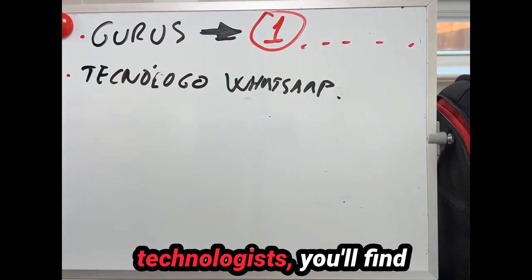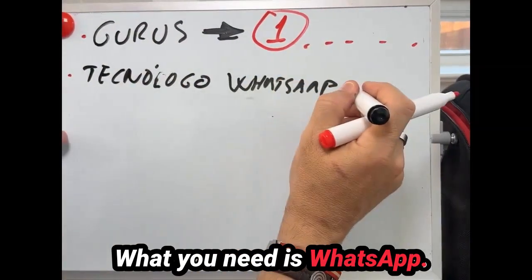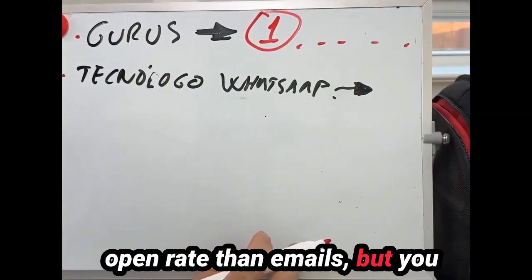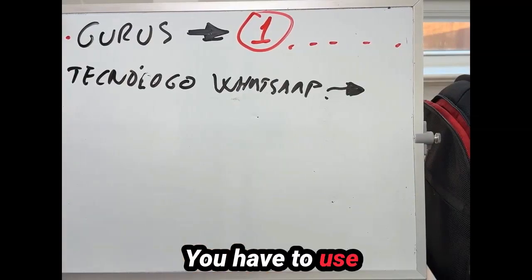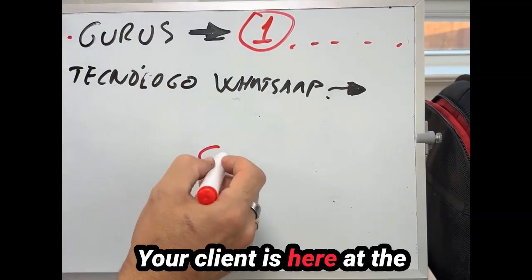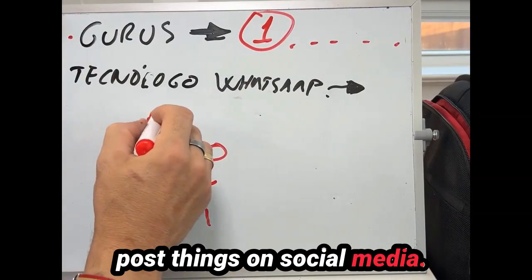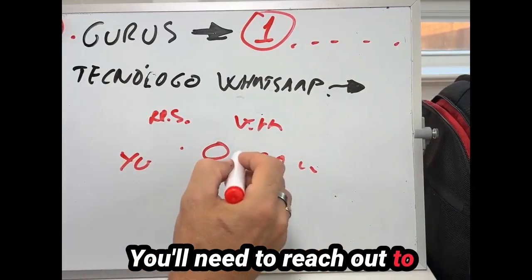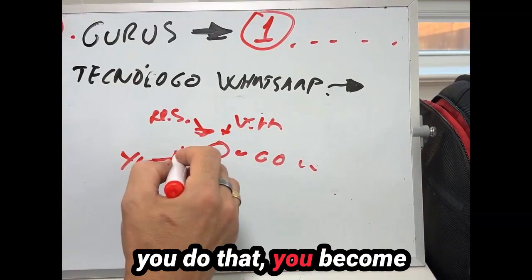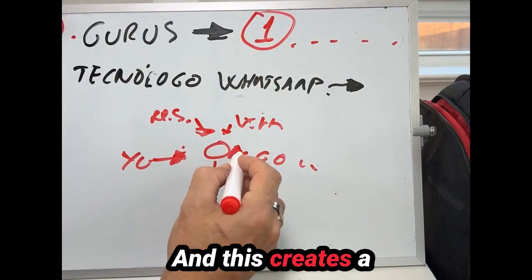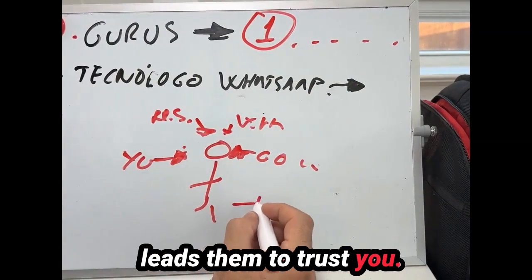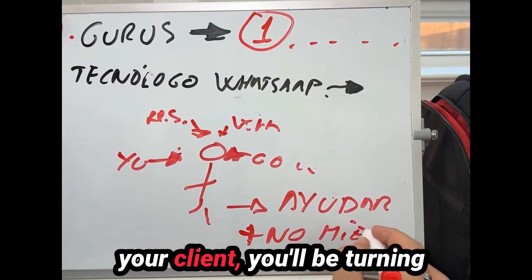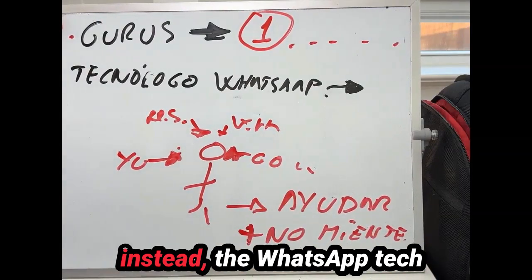The WhatsApp technologists, you'll find those who tell you, no, what you need is WhatsApp. Right now, it's the best tool. And it's true. WhatsApp has a much higher open rate than emails, but you can't stop using other tools. You have to use everything together. Your client is here at the center, and you'll need to post things on social media. You'll need to reach out via WhatsApp, Google, YouTube. You'll need to reach out to your client from different directions, because when you do that, you become omnipresent to them. And this creates a sense of security that leads them to trust you. Don't forget the big word, help. If you help and don't lie to your client, you'll be turning clients into advocates instead.